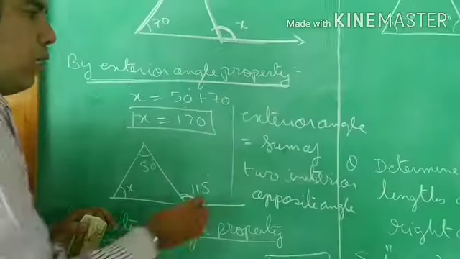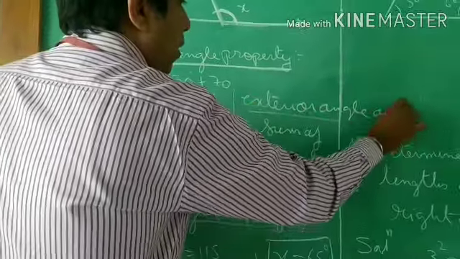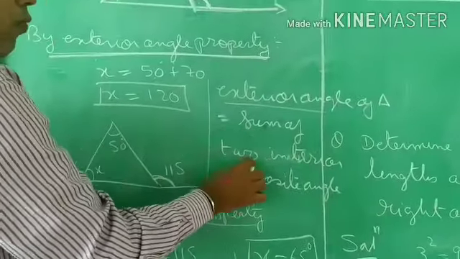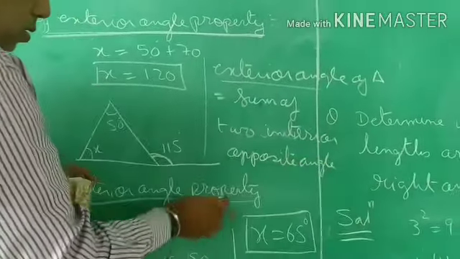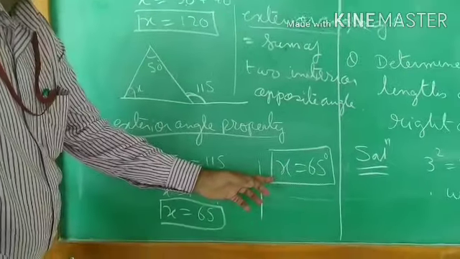Right here you can see the exterior angle of a triangle is equal to the sum of two interior opposite angles. Got it? And you can see the result: x is equal to 65 degrees.